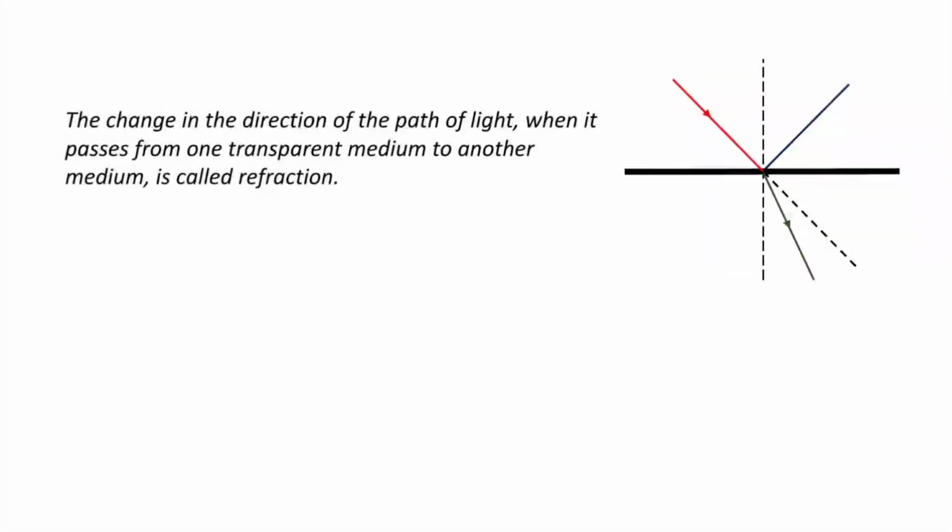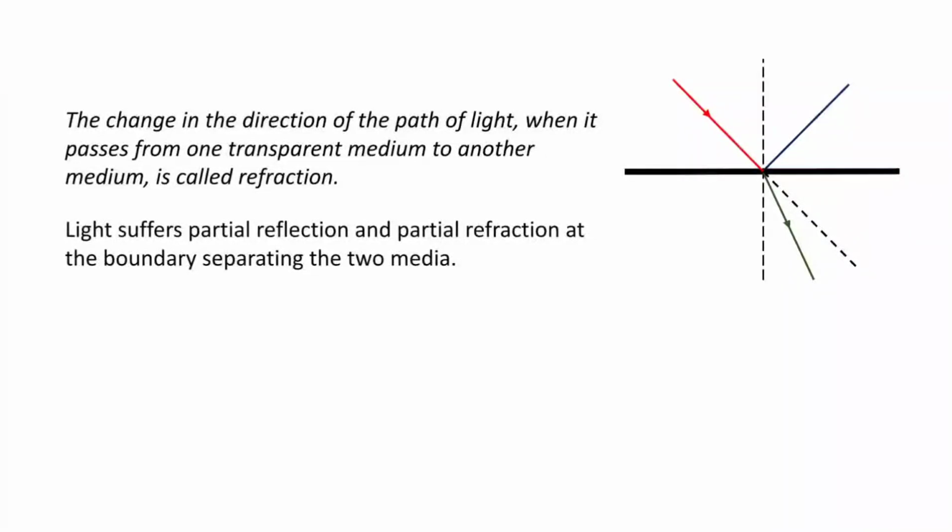So we can define this bending of light as the change in the direction of the path of light when it passes from one transparent medium to another medium, and this change is called refraction. So here light suffers partial reflection. As you can see, a small portion of the light is reflected out here and a small portion of light gets refracted in this direction.